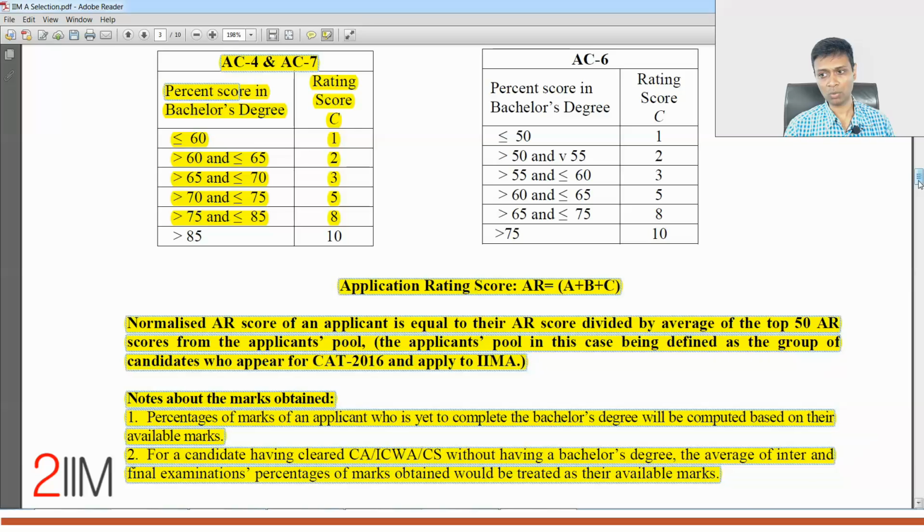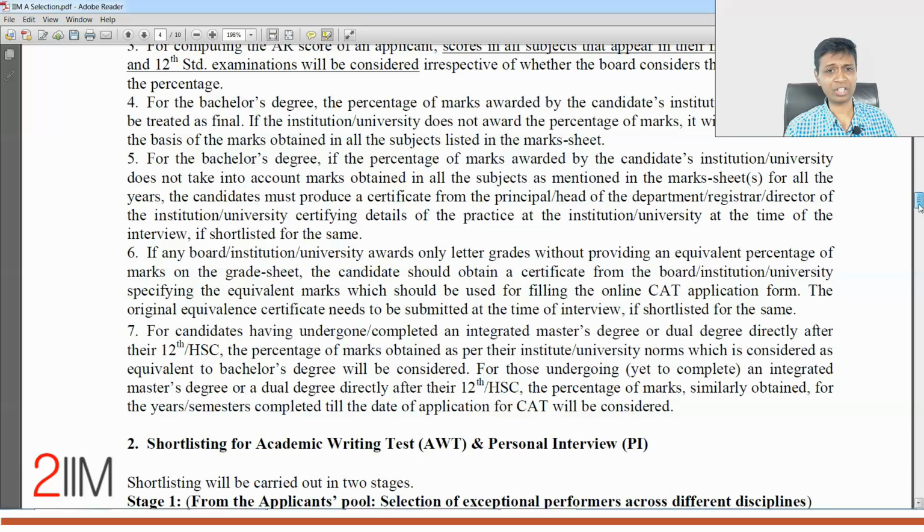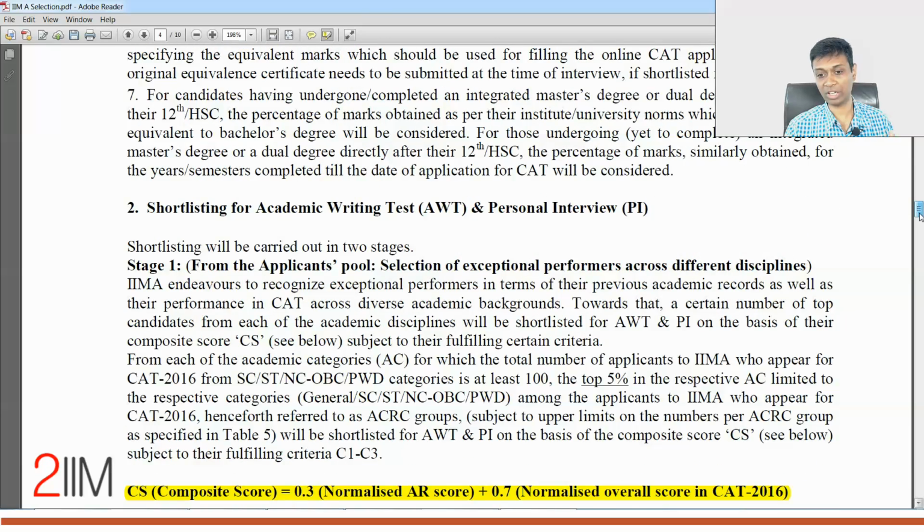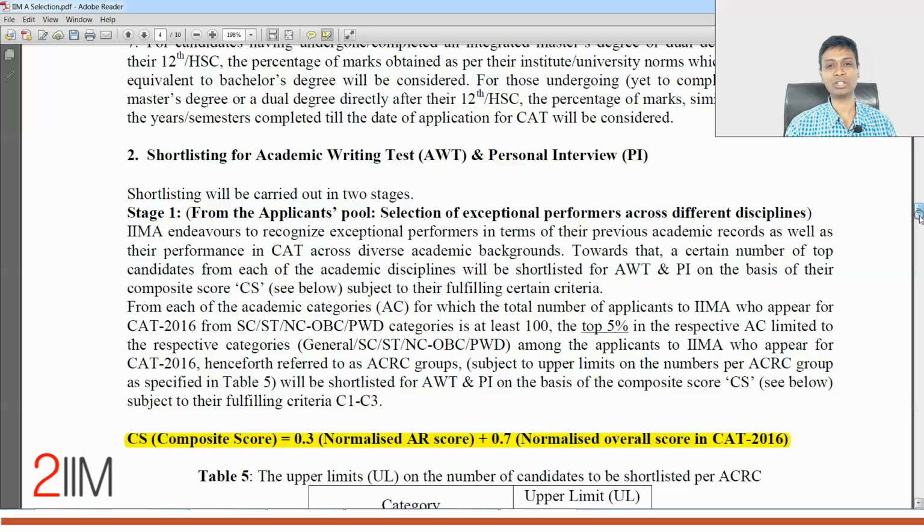Now, how do they shortlist after this? And now this is where the process gets interesting, very funny. They have a 2-stage process for shortlisting: stage 1 and stage 2. Conceptually, what are stage 1 and stage 2? Stage 1 is shortlisting by stream. Stage 2 is shortlisting for the overall pot. What do they mean by that?